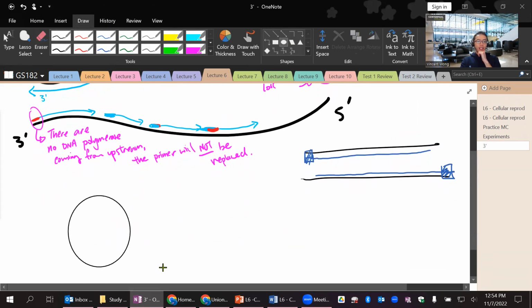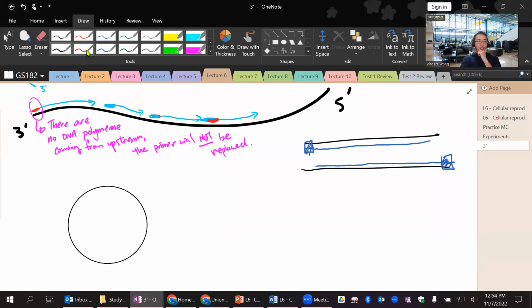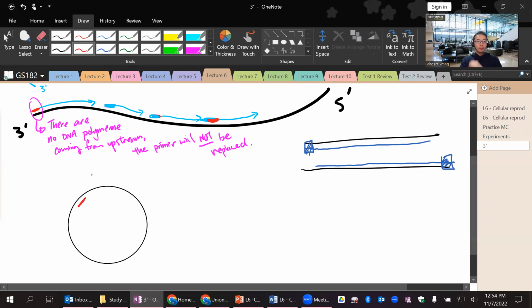Well, prokaryotic cells have circular DNA, right? And just for simplicity, I'm just going to draw one circle as opposed to the double helix. So they will put a primer here, and it will replicate itself, and it will always be able to loop back to where it started. And so it will be able to replace the primer. There will always be something coming from upstream because it's a loop, right?